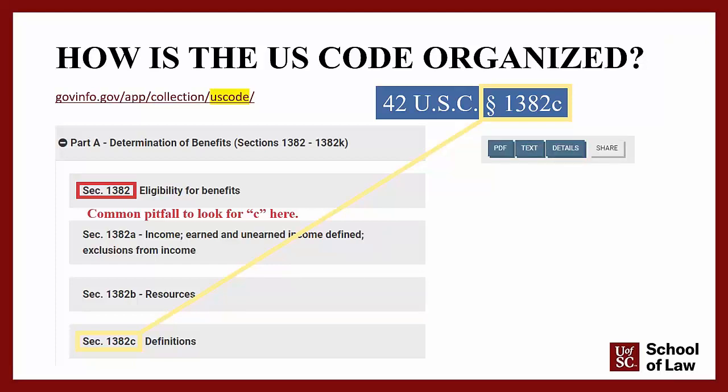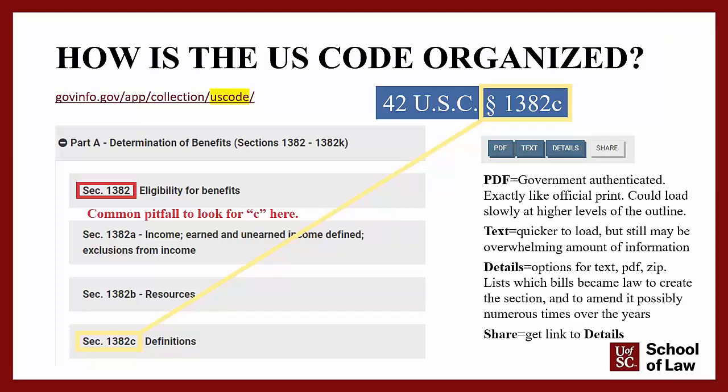Each of these parts, sections, chapters, titles, etc. will let you download a PDF or text or something called details or share. Now that PDF is what I just mentioned, that it's government authenticated and looks exactly like the official print. But of course, the more that's in it, the slower it is to load. The text will be quicker to load, but even then, it can be an overwhelming amount of information because some of these parts and sections are just huge.